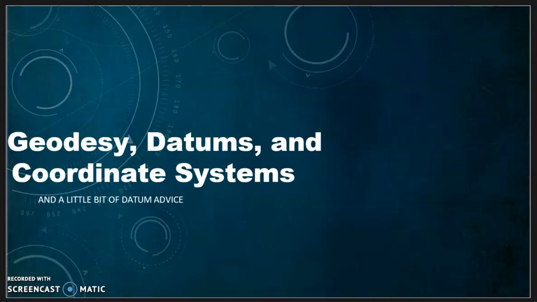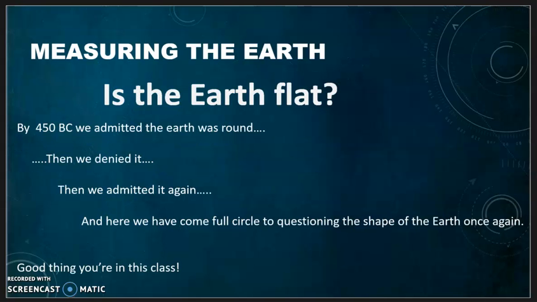Okay, so let's get into this week's lecture, Geodesy, Datums, and Coordinate Systems. So we're going to be talking about measuring the Earth in a few different ways. And so we always have this question, seemingly, is the Earth flat? Well, by 450 BC, we admitted the Earth was round. Then we denied it. Then we admitted it again. And here we have come full circle, haha, get it, to questioning the shape of the Earth once again.